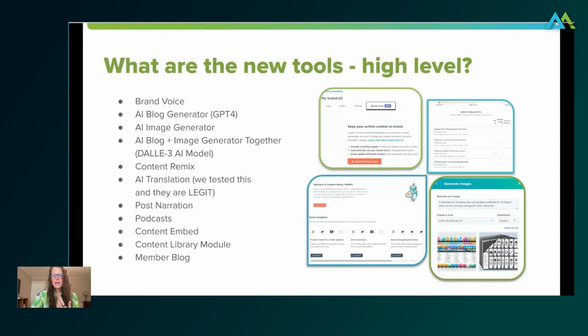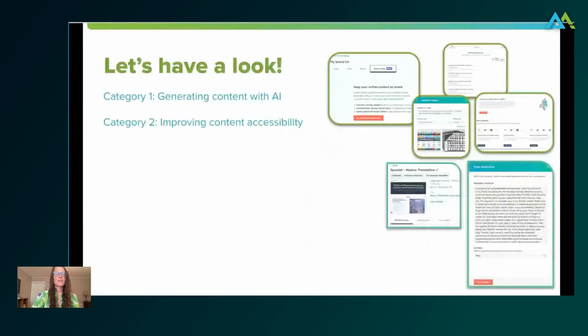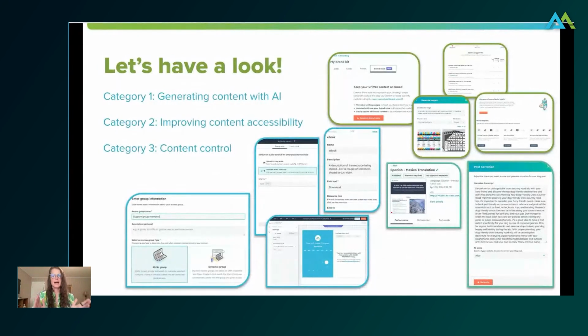So without any further ado, I'm going to go ahead and start showing stuff. So here's what I'm going to do. I've got 3 different categories I'm going to break this down into. You can see this in my tabs that I have up top. I have category 1, 2, and 3. So the first thing we're going to talk about is generating content and how we can quickly ramp up and build a campaign. So we're going to do that right now. Okay. Then what we're going to talk about is improving content accessibility. And from there, we are going to talk about content control, right? That's where we're taking a look at those modules, the embeds, and the member blog. All right. So with that, I am going to go ahead and hop over here and get started.